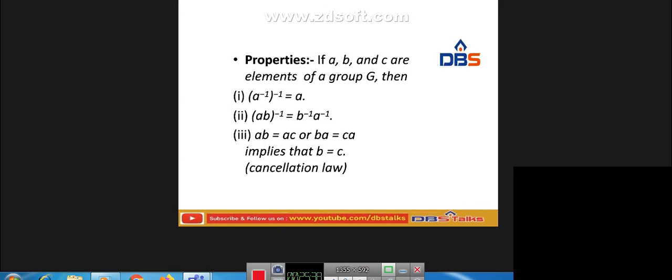Properties: if A, B and C are elements of a group G, then (A inverse) whole inverse equals A, (AB) whole inverse equals B inverse A inverse, and AB equals AC or BA equals CA implies that B equals C. That is the cancellation law. Left cancellation law and right cancellation law are available, so based upon the condition we have to use the left or right. These are the properties.